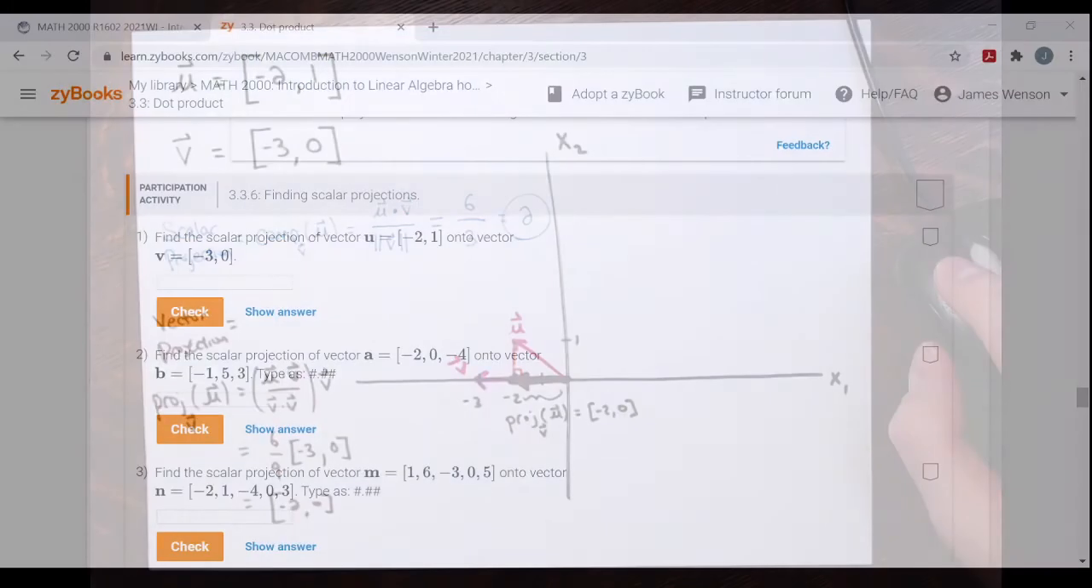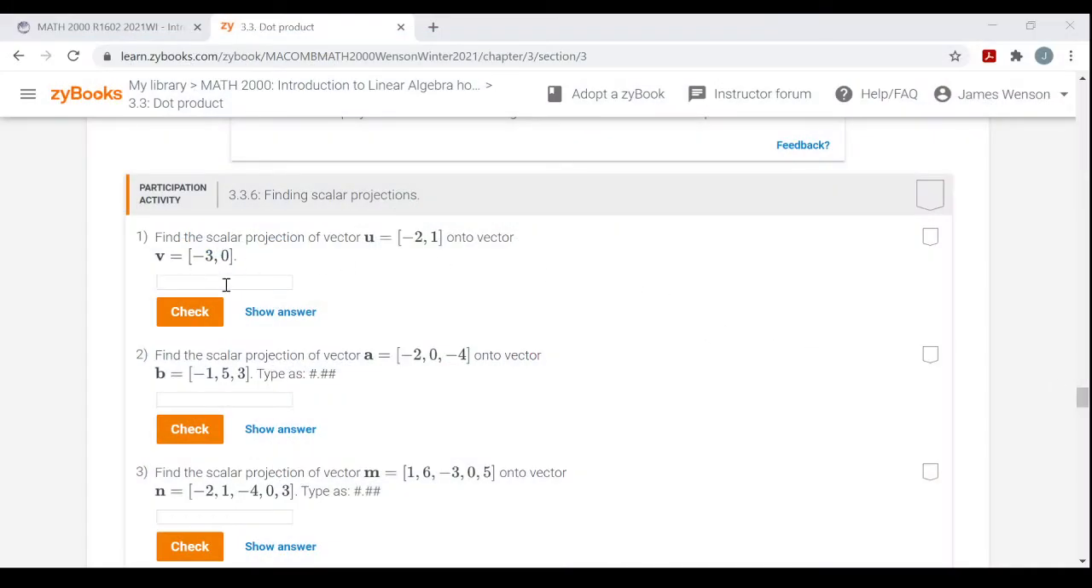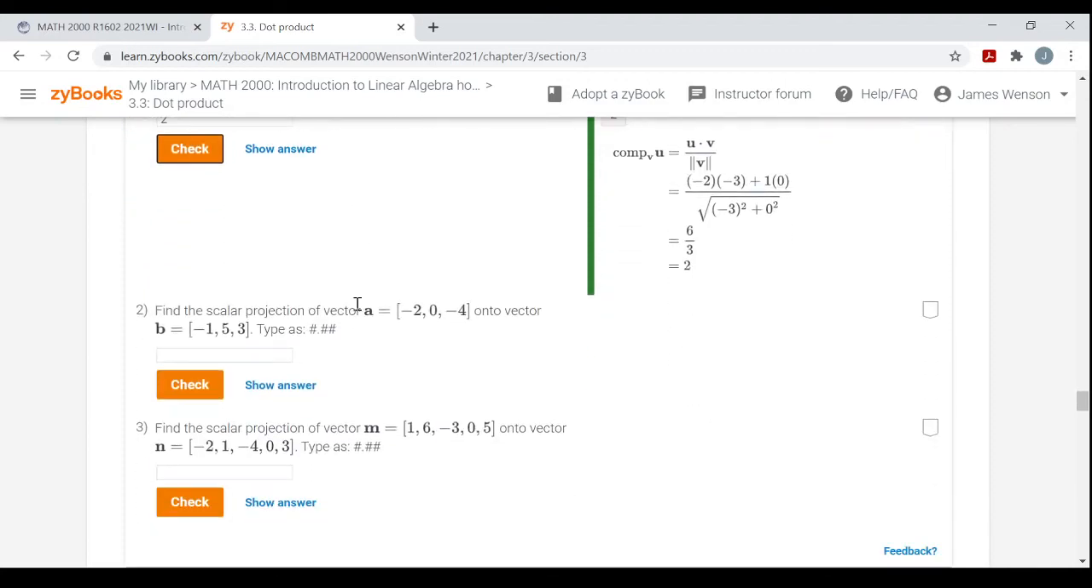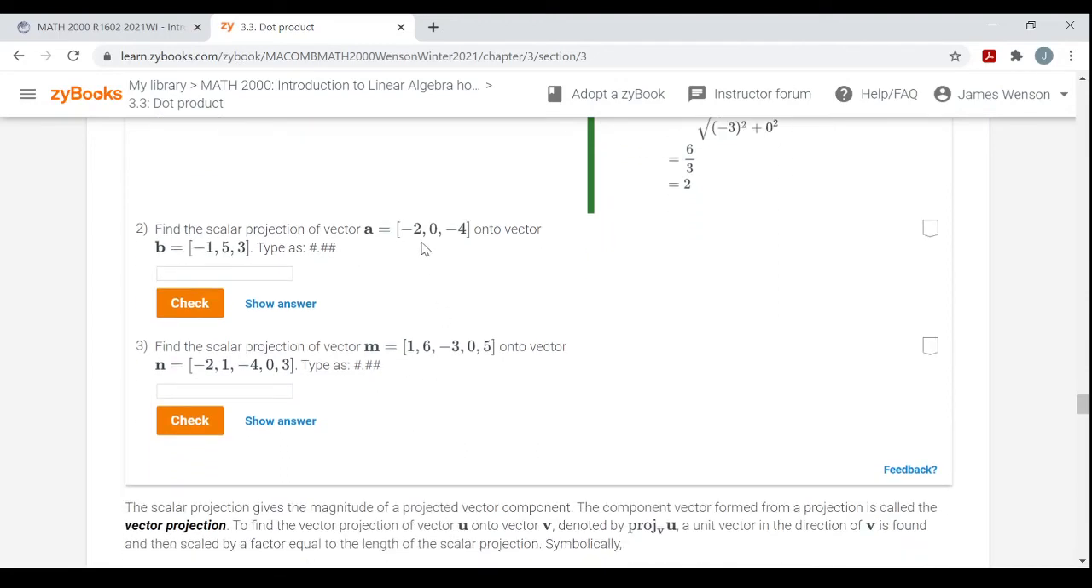So back here, all they want is the scalar projection, just that u dot v divided by the magnitude of v. So that was just 2 here. Okay. Now you could do this one. Again, it doesn't matter if you're in R2, R3, R5. It's the same formulas. All right, so this is A onto B.